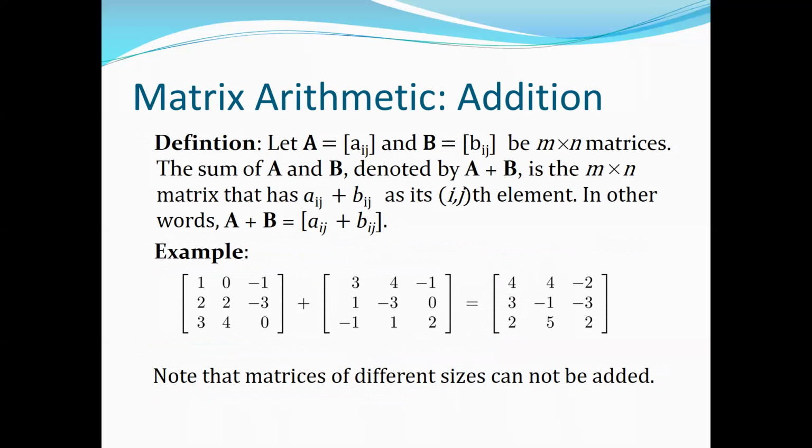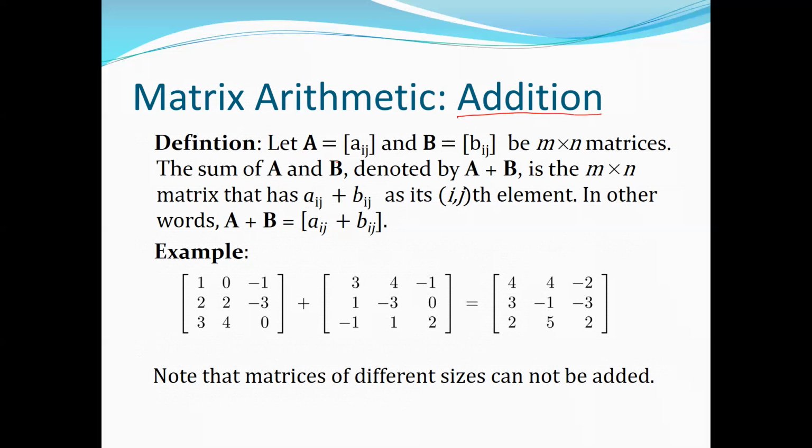Now, matrix arithmetic. The matrix contains some values. Those values may be integers or decimal values, whatever they are. If the values are numeric, we can definitely do arithmetic with matrices like we do with integers or decimal values. So how about addition? How can we add two matrices?